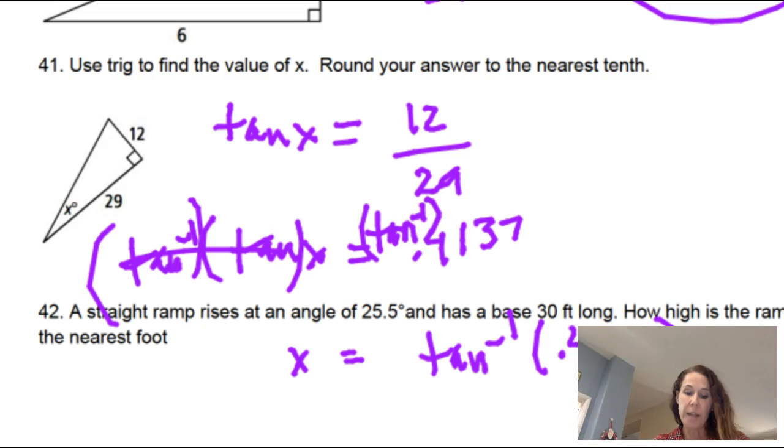This calculator, I type in inverse tangent first, and then I type in 0.4137. Let's see if I typed it in correctly. Yes, and I'm going to get an approximation. Round your answer to the nearest tenth again. It's 22.47, so I'm going to go 22.5 degrees. All right. And let's pause it.